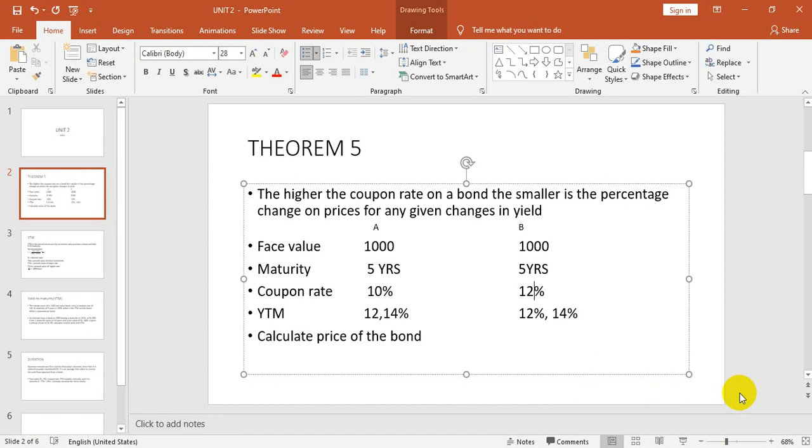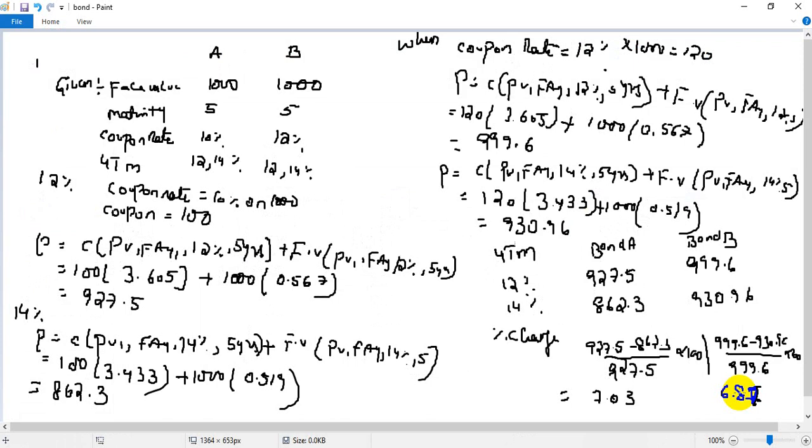So if the coupon rate is increasing on a bond, the smaller is the percentage change in the prices for a given change. So when the coupon rate is increasing on a bond from 10 to 12%, the percentage change, as you are calculating over here, is decreasing from 7.03 to 6.87. So what is being said is being proved over here: whatever the coupon rate could be, when it is increasing from 10 to 12%, the percentage price change is getting smaller from 7.03 to 6.87.